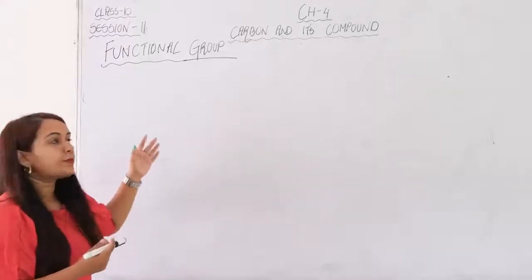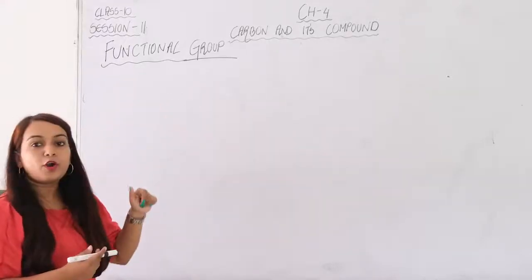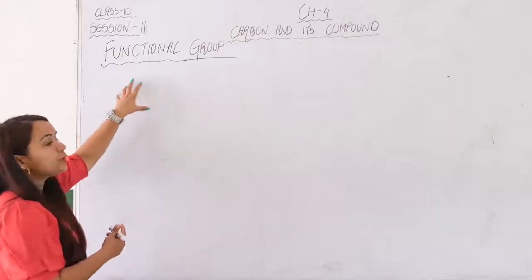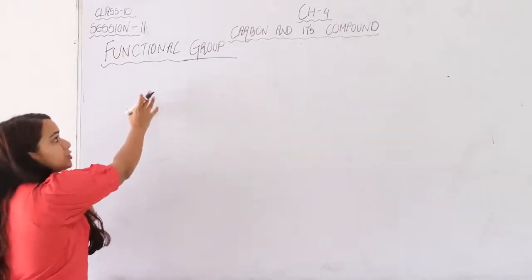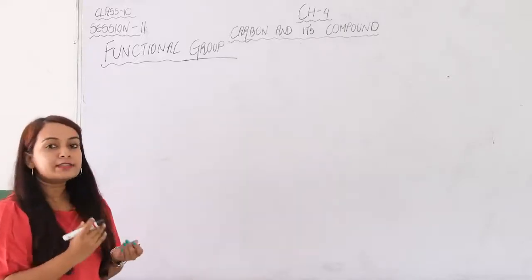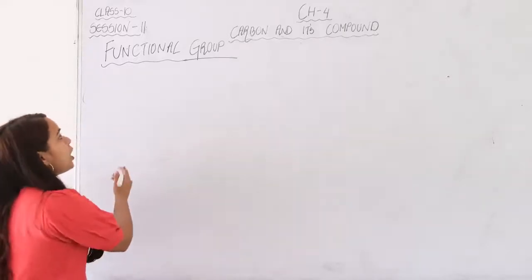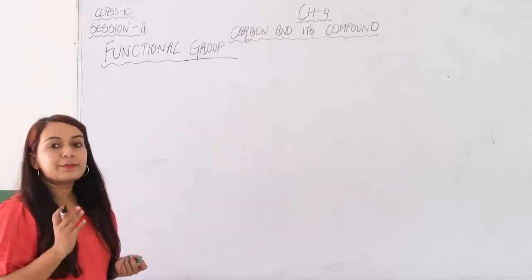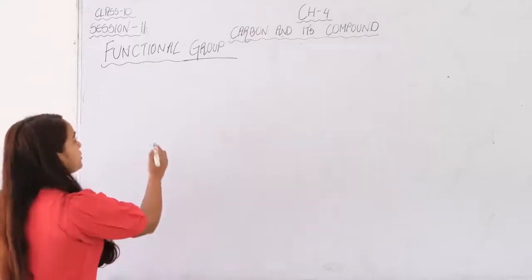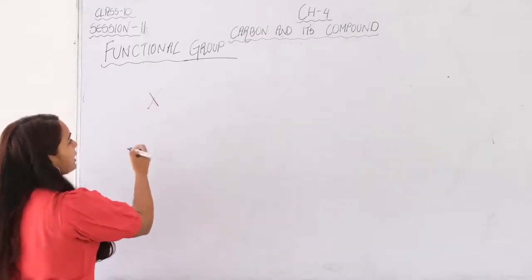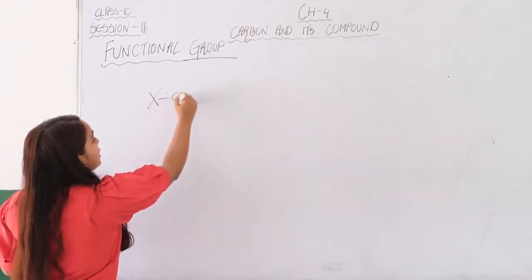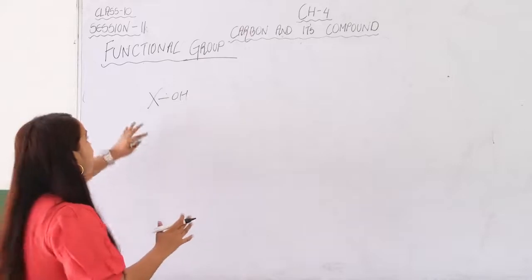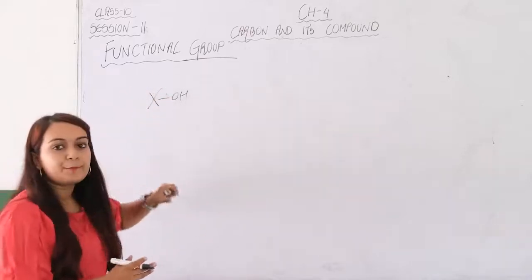Now we will discuss functional groups. Before we proceed, we need to understand what a functional group actually is. Functional groups are basically groups of ions, molecules or atoms which are responsible for specific properties of a compound. Suppose we have a compound X. Upon addition of a functional group to it, it will entirely change the characteristics of this compound.